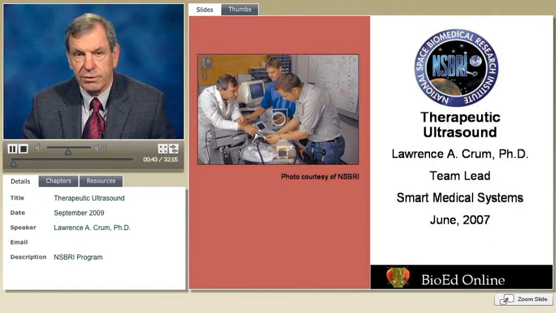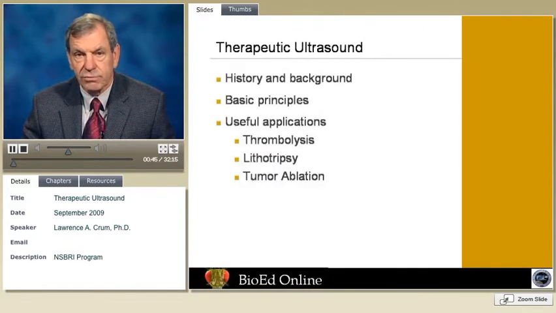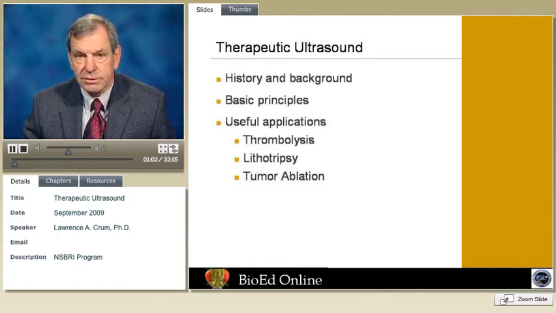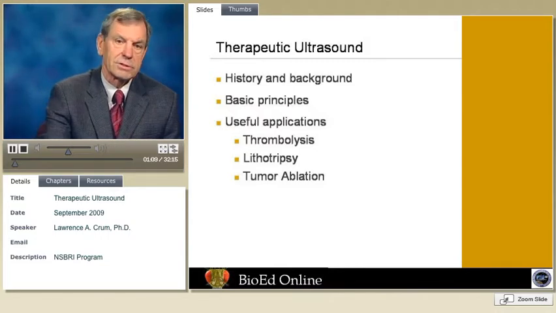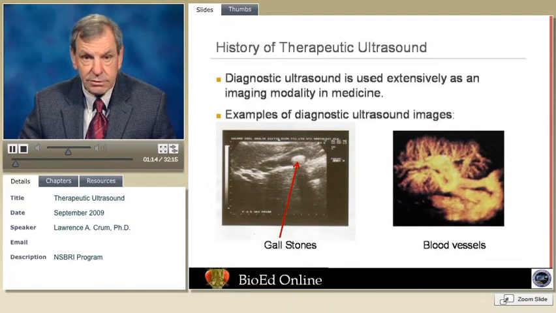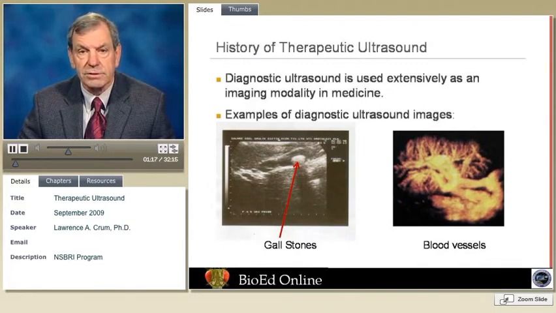We call this therapeutic ultrasound, and I will go over some discussions of therapeutic ultrasound, talking first about the history and background, some basic principles, and I'll show some examples of the use of this technology in a clinical area. The topics that I will discuss are thrombolysis, lithotripsy, and tumor ablation, although there are many applications of this technology in a variety of different areas. I'd like to talk first of all about some history.